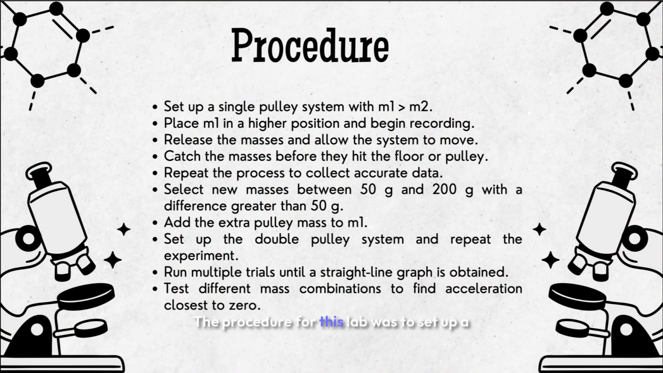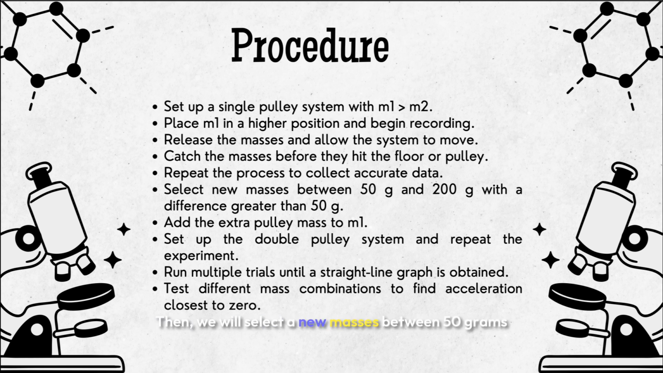The procedure for this lab was to set up a single pulley system in which mass 1 will be greater than mass 2. Then we will place mass 1 in a higher position and begin the recording. Once we release the masses and allow the system to move, we will catch the masses before they hit the floor or the pulley, and we will repeat the process to collect accurate data.